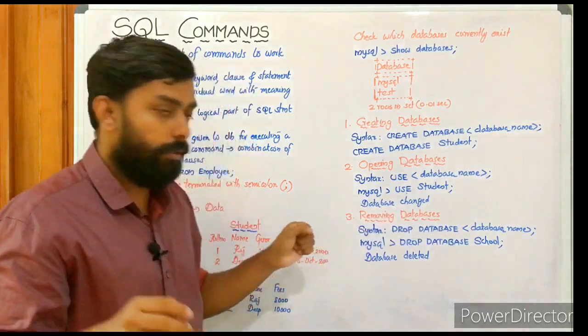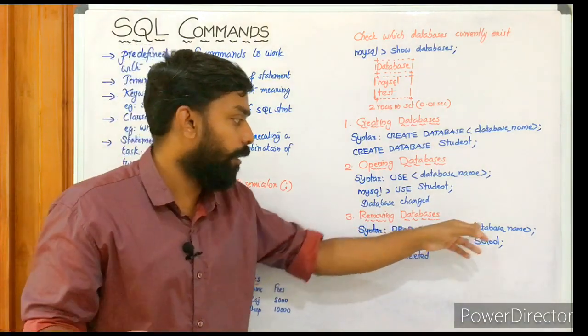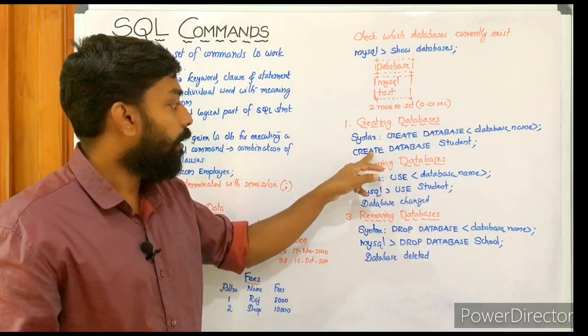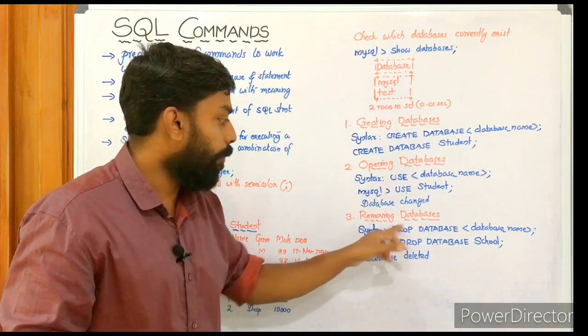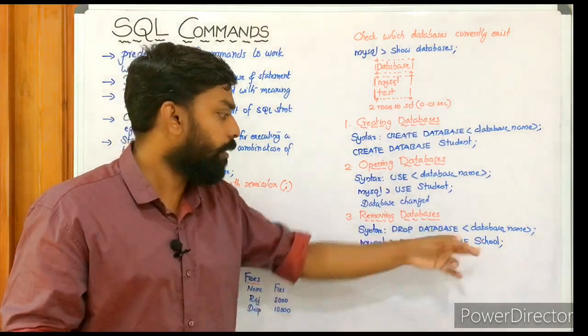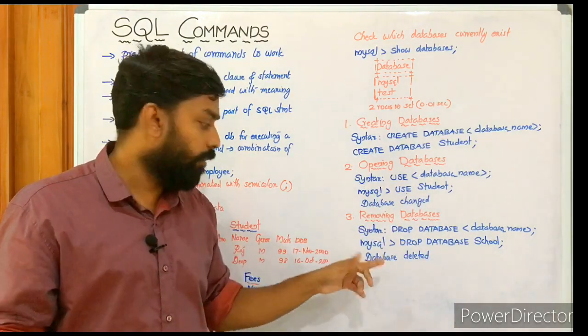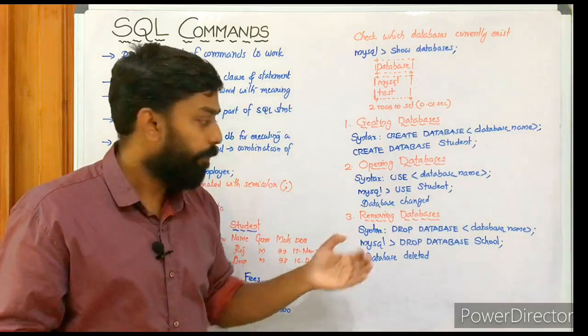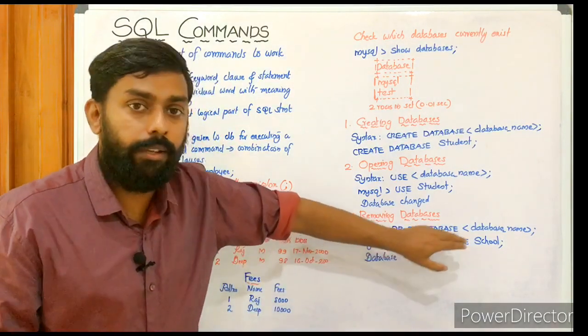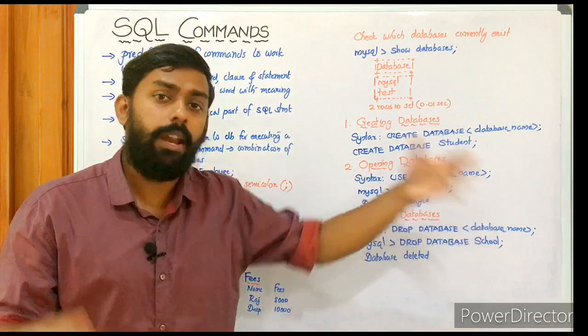Then removing databases is very simple. The syntax is drop database name, just like create database name. Drop database school, and it will be deleted. It shows database deleted. So it's create database name, drop database name, that's it.